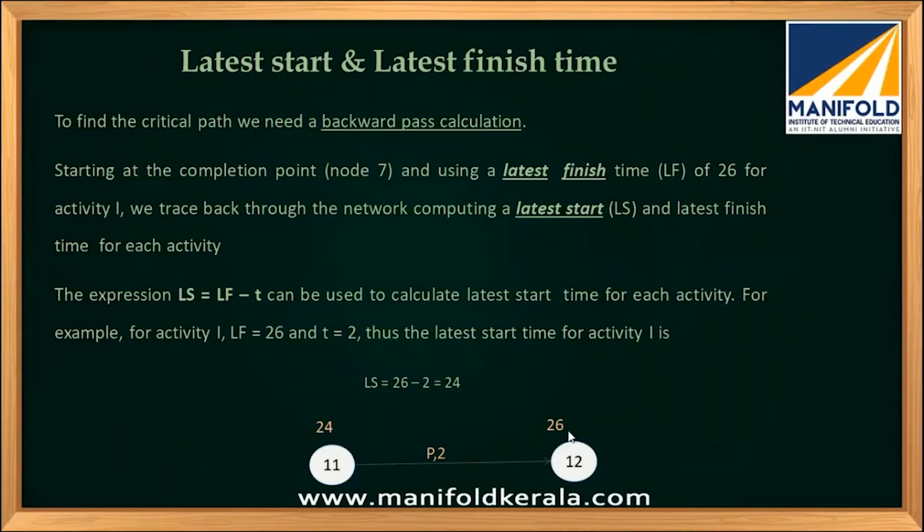You can see that if you have the latest finishing time, suppose for the activity P, 26 is the latest finish time of this activity, then the latest start time will be 26 minus 2, which gives you 24. That is the latest start time for this. This is very simple, and with more examples we will learn what it is.